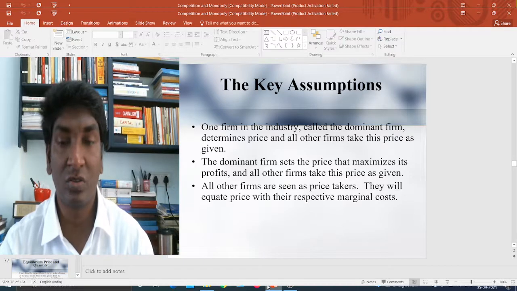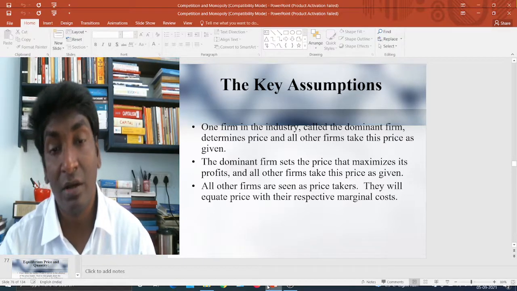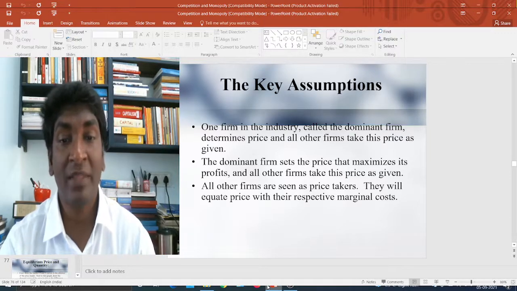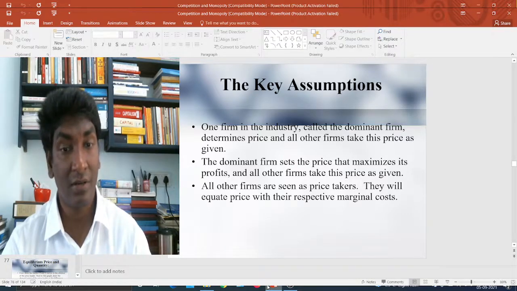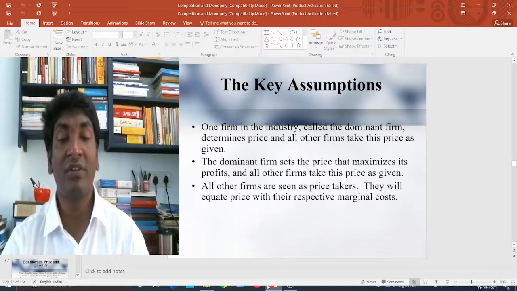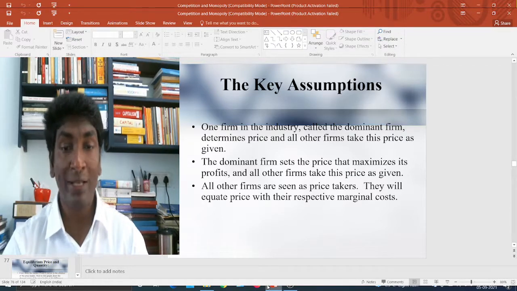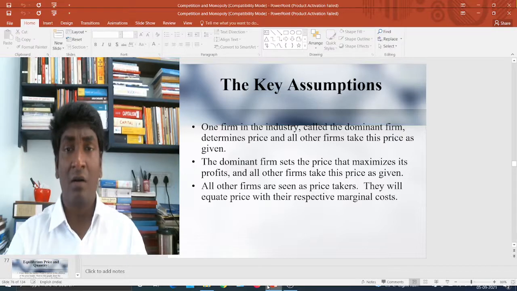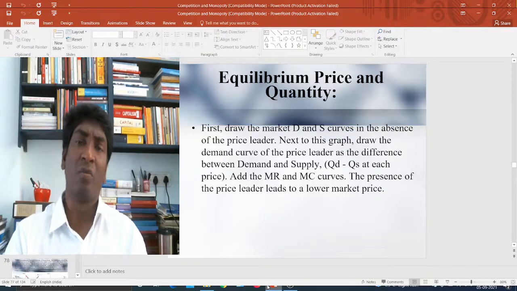So this is what is called the dominant firm's price behavior. The dominant firm sets the price that maximizes its profit, and all other firms take this price as a given price. They don't in fact cut their price. So all other firms are seen as price takers in that sense, and they will equate price with their respective marginal cost. Of course, this is also equally observable in many industries or many firms in the real world.